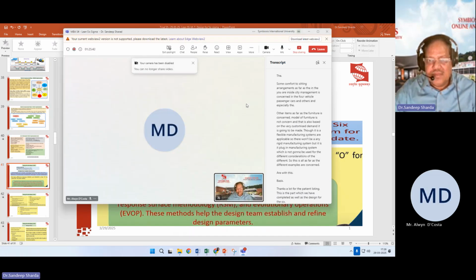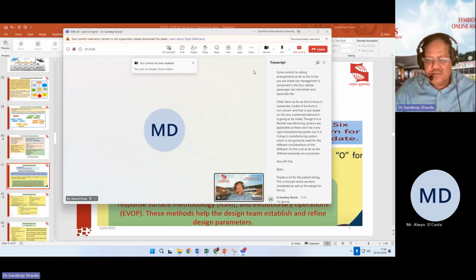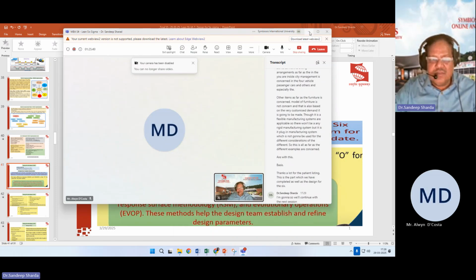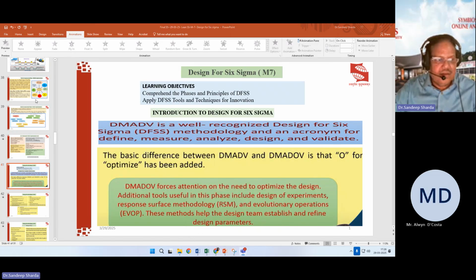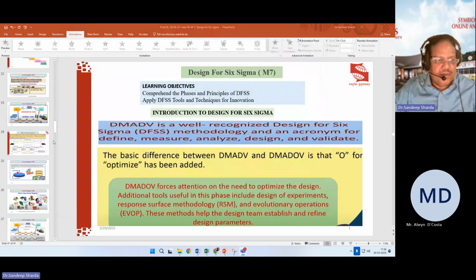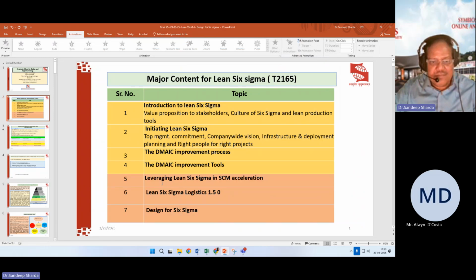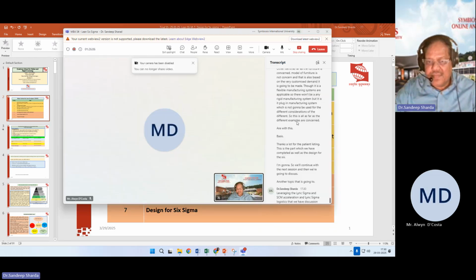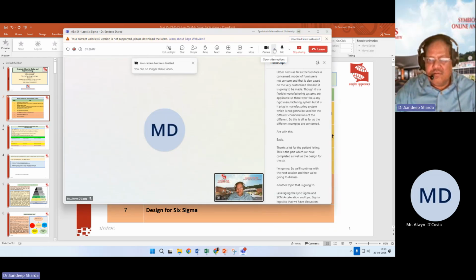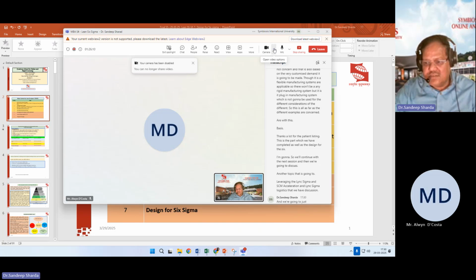And so we'll continue with the next session. And then we are going to discuss another topic, leveraging Lean Six Sigma in SCM acceleration and Lean Six Sigma logistics, that we are going to discuss in the next session. And we are going to just close this session.